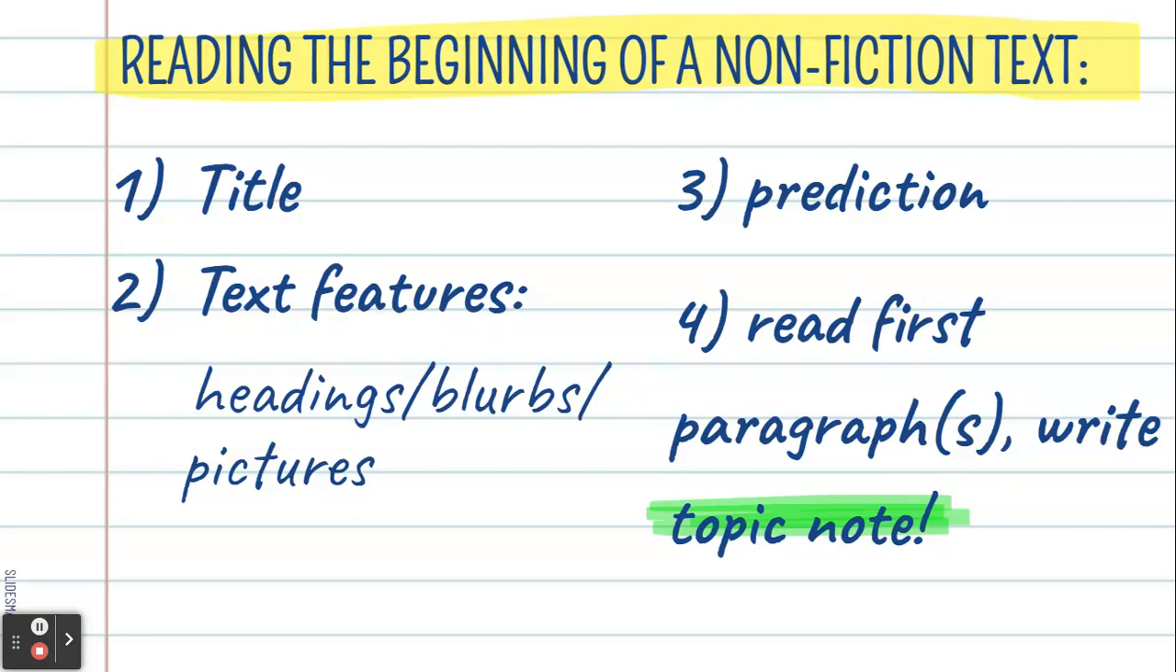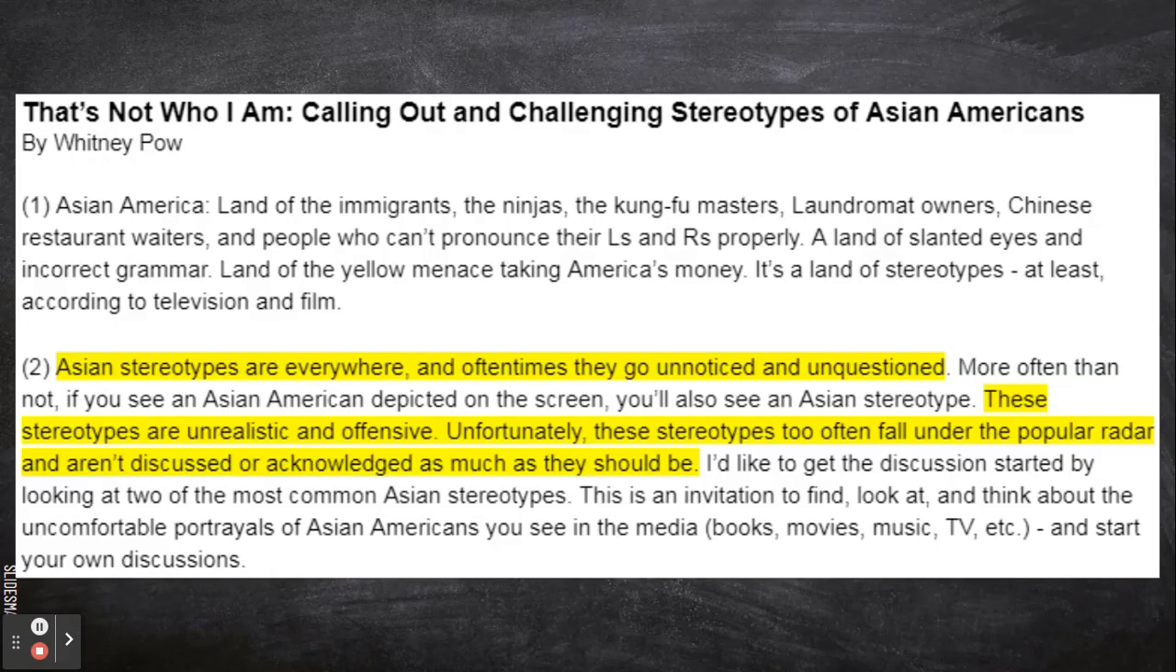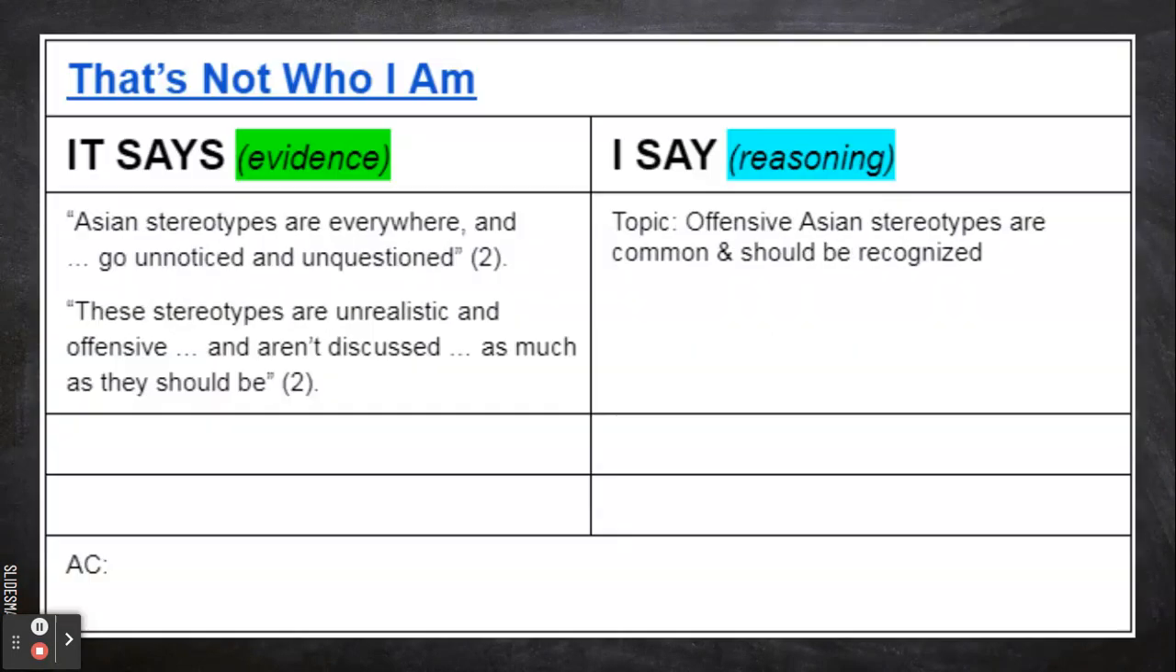You look for big ideas, patterns of ideas. Your note should reflect what the text is about, what's the subject, what's the gist of it. So here's an example from an article we read a little while ago, That's Not Who I Am, calling out and challenging stereotypes of Asian Americans. I see some patterns already, the mention of stereotypes a bunch of times. They say challenging them in the title, so right away I think it might be about how stereotypes are bad. And in fact, my topic note says offensive Asian stereotypes are common and should be recognized. That's what I think the article will be about.